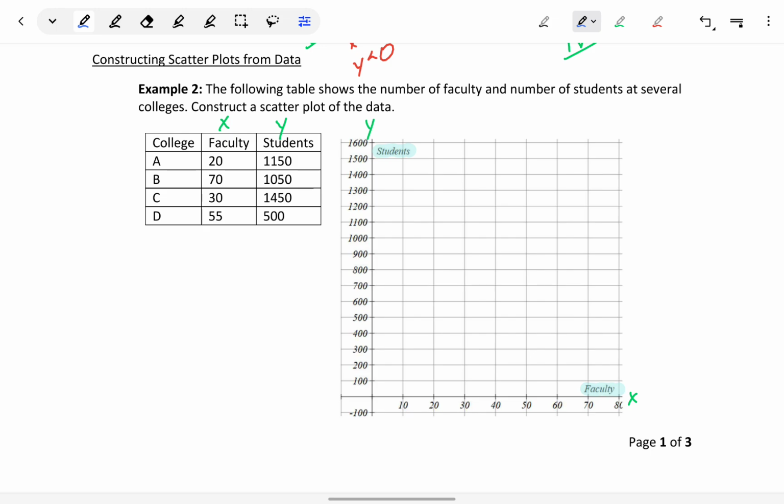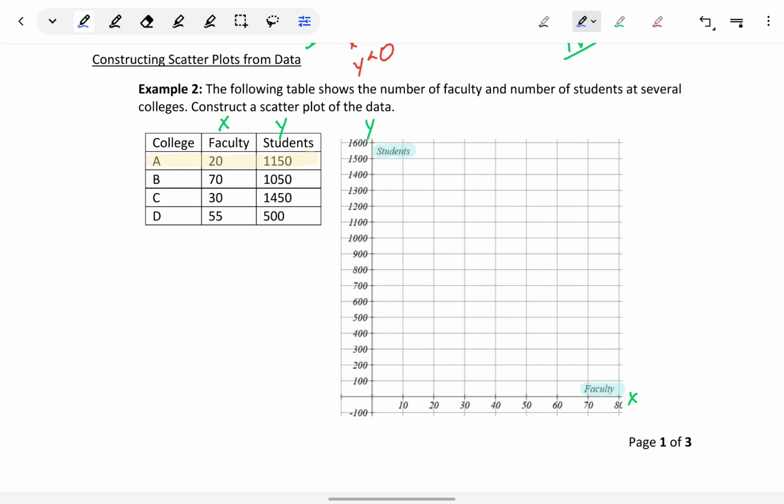In order to construct this scatter plot, what we're going to do is just look at those paired values. So when we look at our table of values, College A has 20 faculty members and 1,150 students. Those values are paired together because they both relate to the same college, College A. So we want to plot that as the paired XY value.